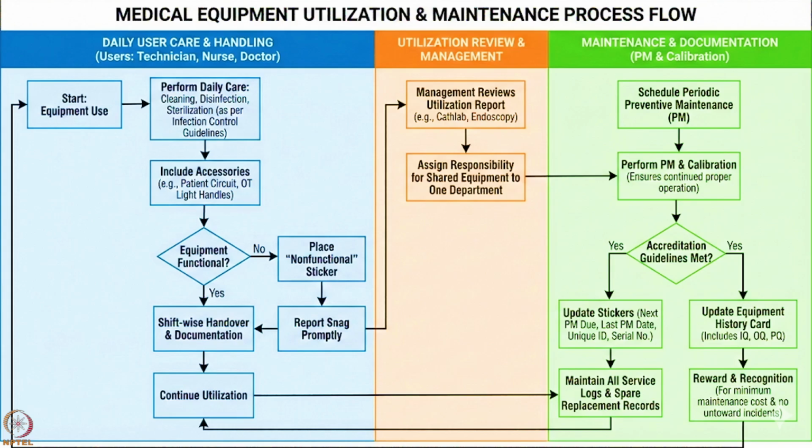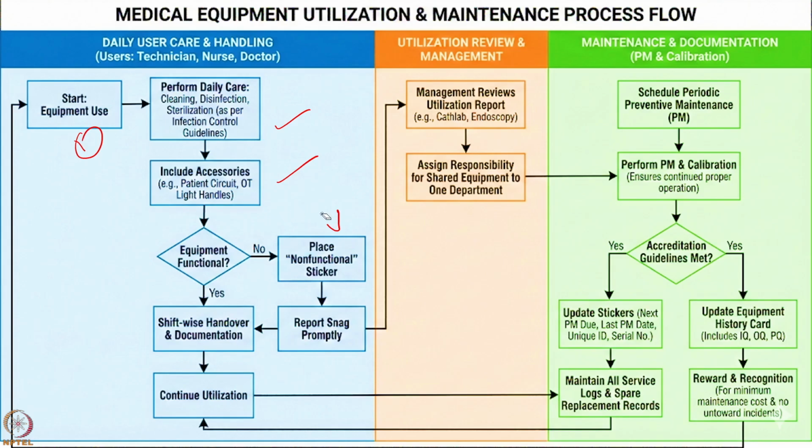So with this, you can see the medical equipment utilization and maintenance process flow, which highlights the daily user care and handling, from the start of equipment use at the first level to performing daily care, which is more from the cleaning, disinfection, sterilization, infection control guidelines, including the accessories. If the equipment is functional, yes, you can go ahead with shift-wise handover and documentation and continue the utilization, which is shown in the cycle over here. If it is no, then put a non-functional sticker and report it promptly.